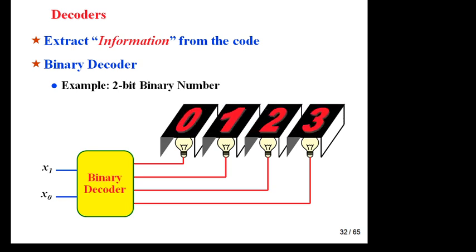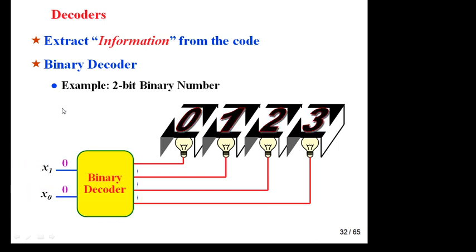This is your decoder circuit. There are two inputs x1 and x0, and there will be 4 outputs 0, 1, 2, 3. You know the total combinations are 4: 0 0, 0 1, 1 0 and 1 1. Depending upon the value of these inputs, any one output will be activated. Suppose the value is 0 0.